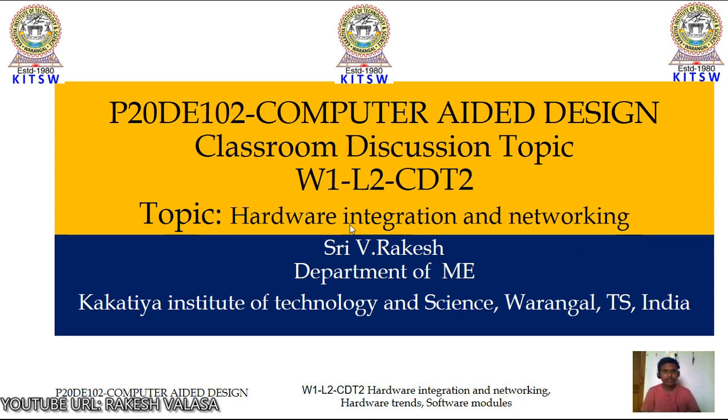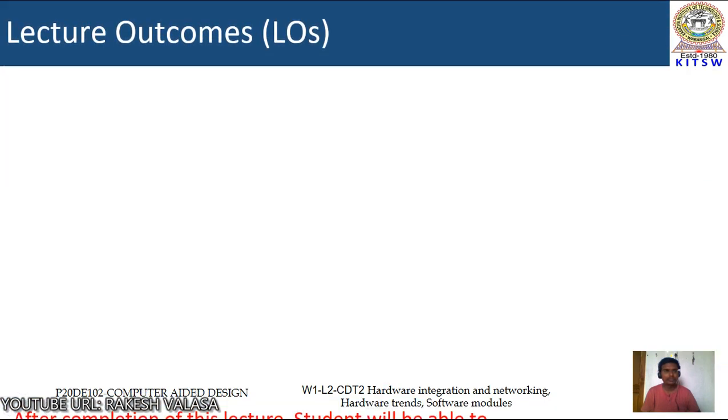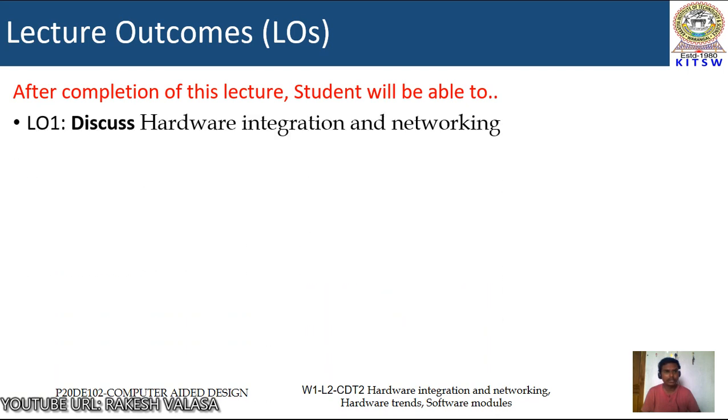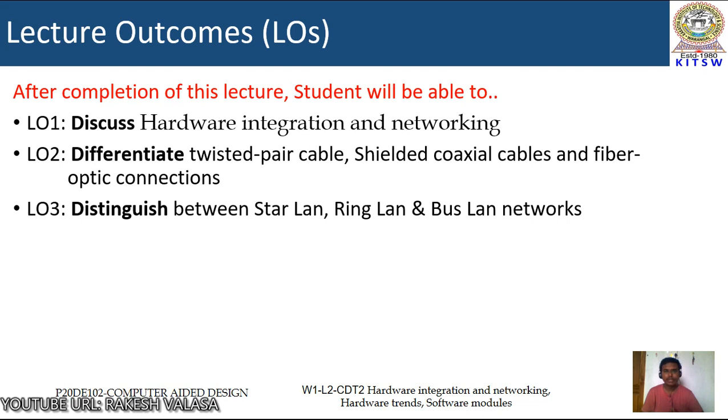Before going to explain the hardware integration and networking topic, let us see the lecture outcomes. After completion of this lecture, students will be able to learn the following lecture outcomes. Let us see the first lecture outcome. One is discuss hardware integration and networking. Lecture outcome 2 is differentiate twisted pair cable, shielded coaxial cables and fiber optic connections. Lecture outcome 3 is distinguish between star LAN, ring LAN and bus LAN networks.